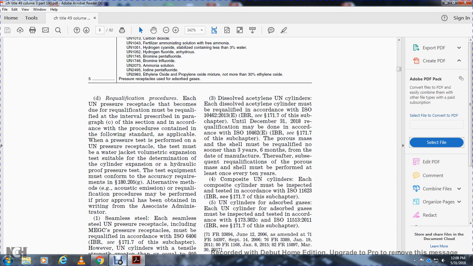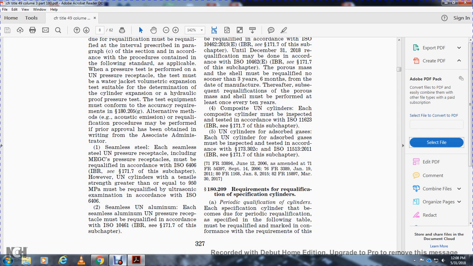Composite UN cylinders. Each composite cylinder must be inspected and tested in accordance with ISO 11623. And UN cylinders for adsorbed gases. The UN cylinders for adsorbed gases must be inspected and tested in accordance with 173.302c and ISO 11513:2011. 180.209 requirements for requalification of specification cylinders.